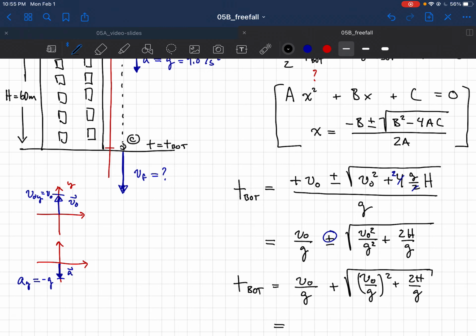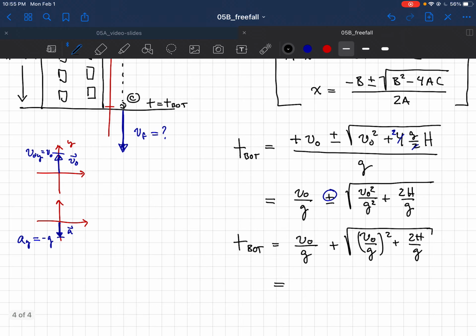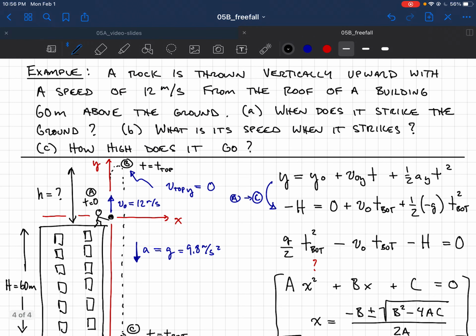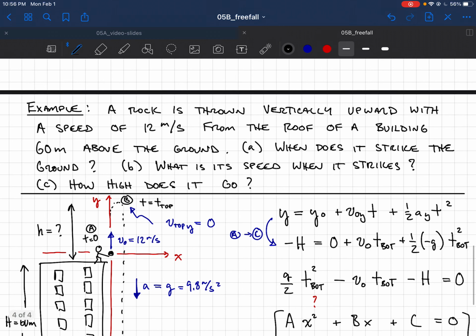So v0 divided by g plus the square root of v0 divided by g squared plus 2 times h divided by g, close out the square root, and we get that t bottom is equal to 4.93 seconds. So the amount of time that it takes to fall is 4.9 seconds approximately. Okay, so we used an equation, we got a result from it. What else can we get? Well, that answers part A.